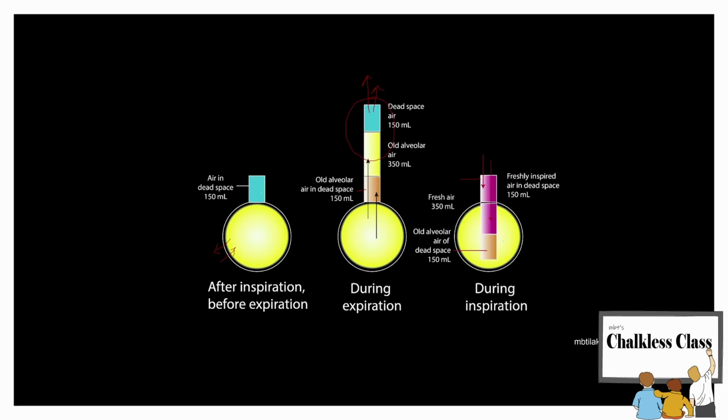So, the dead space air, the old alveolar air of the dead space. This was the old alveolar air in the dead space, no? That again comes back into the lungs, and 350 ml of fresh air is added to the lungs. So, in this way, during inspiration, the freshly inspired air is 350 ml. The old alveolar air present in the dead space, 150 ml, is added to the lungs.